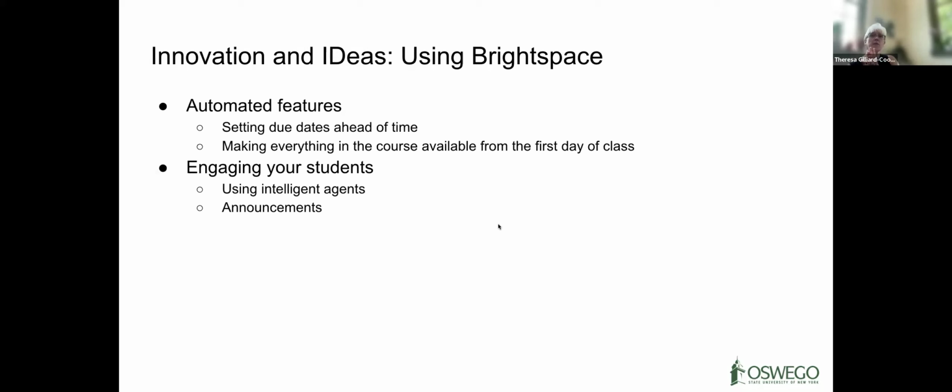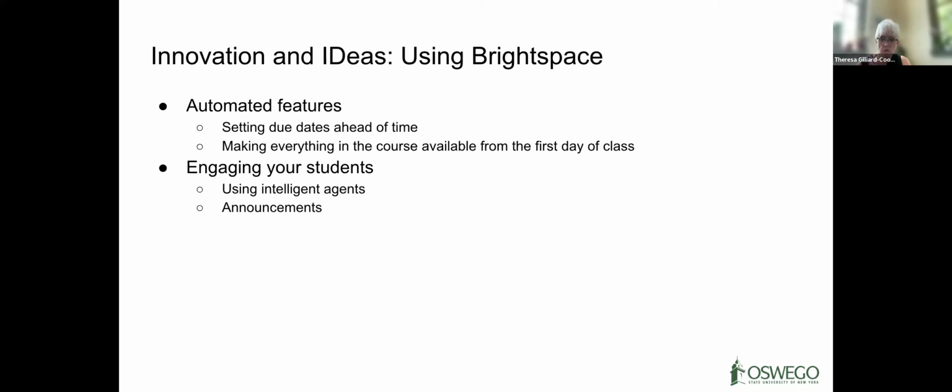So for example, there are pieces in Brightspace that'll allow you to set due dates ahead of time, allows you to make everything in the course available from day one. And there can be differences as to why you wouldn't make everything available. And in conversations with faculty, there are good reasons to not do this.